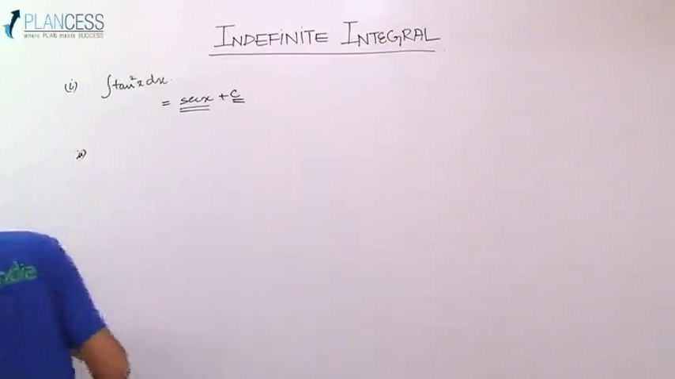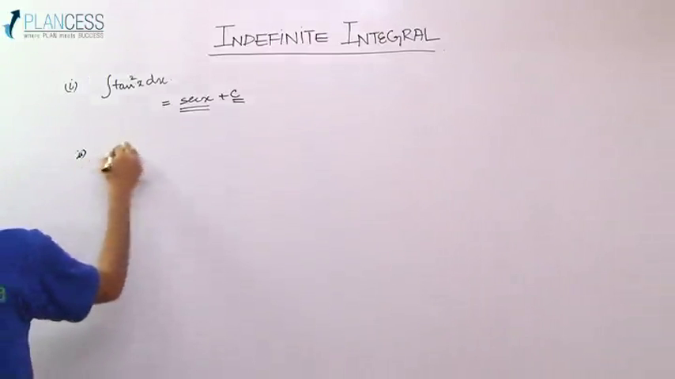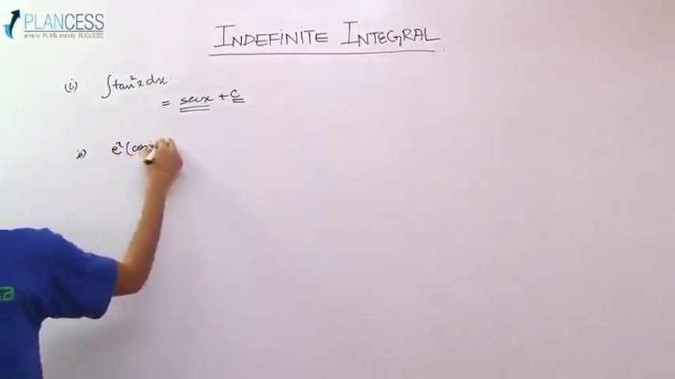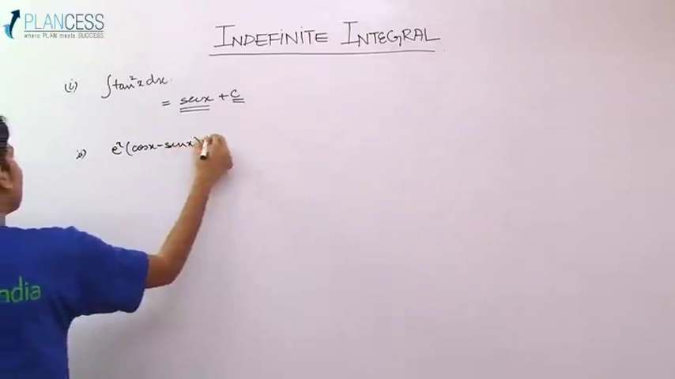So let's move on to a bit more difficult one. Say this one: we have the integral of e raised to x times (cos x minus sin x) dx.